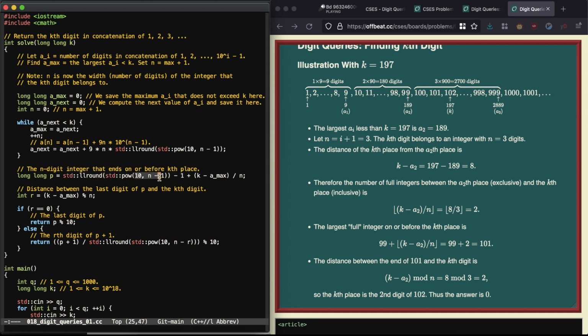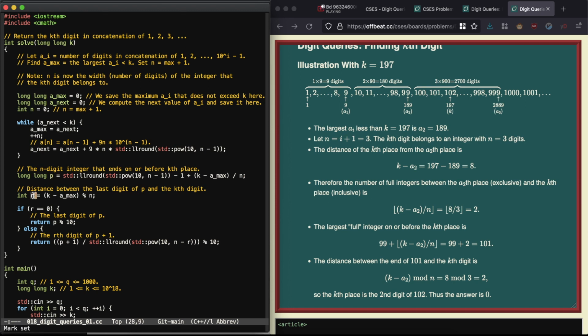This is 10 to the n minus 1 minus 1. So that would be the correct number of 9s that we are interested in, and this is the number of full integers. So the distance k minus this interesting number, divided by the number of digits in our solution integer. In this case, it would be 2, and we'll go from 99 plus 2 to 101. So p is now set to 101.